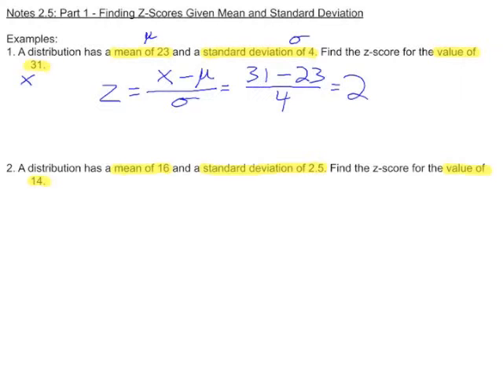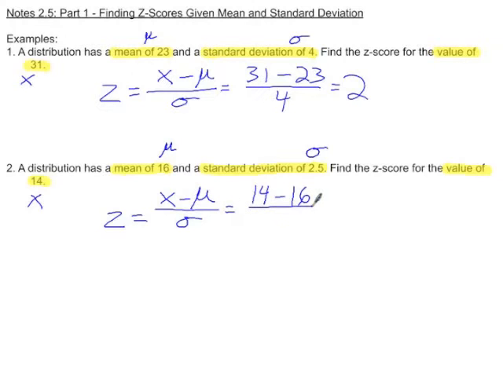Right, so let's label that key information with the variables now. A mean of 16 is mu, the standard deviation of 2.5 is sigma, and the data value of 14 is x. So I'll write down my z-score formula again. That's the data value minus the mean divided by the standard deviation. Substituting values in, I have my data value of 14, the mean of 16, and the standard deviation of 2.5.